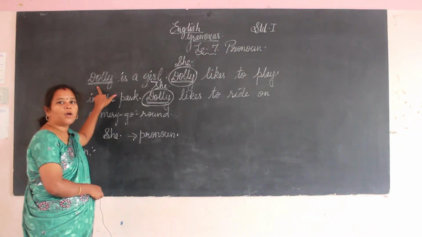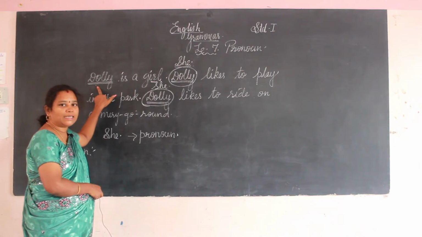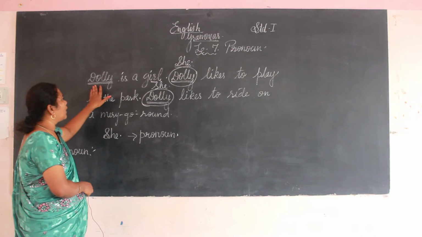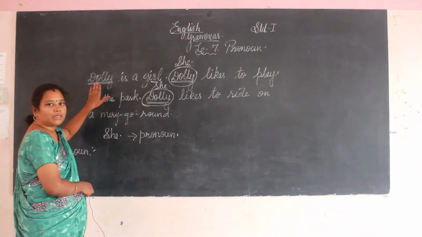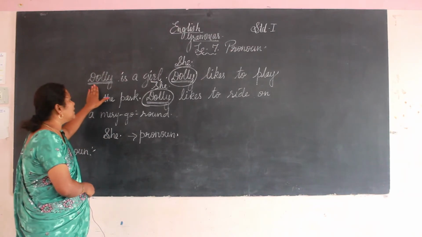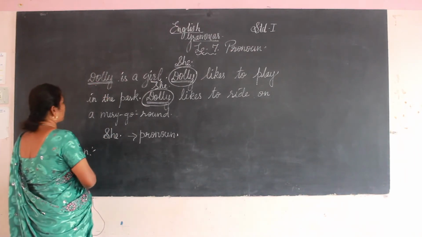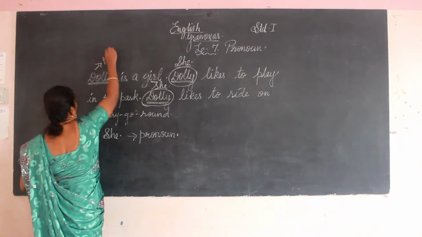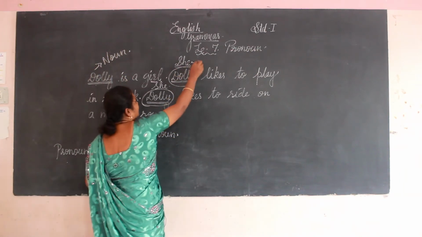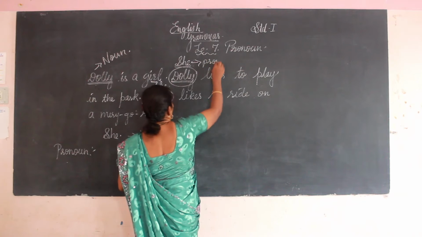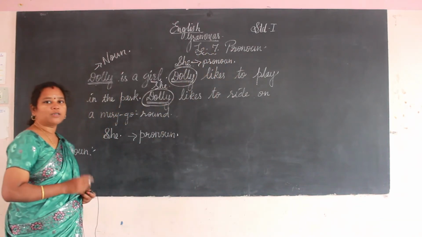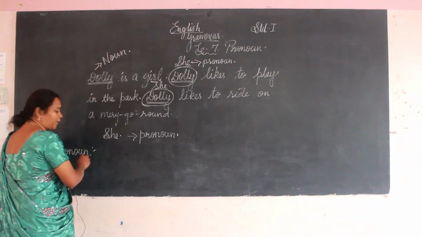How do we change it? By using she, he, they, it, there are many common words. So now we have seen that in the place of Dolly we have written she instead of a noun. Here the noun is Dolly. Instead of the noun, we have written a pronoun, she. So you are clear? What did we write for Dolly? She. So what is the definition for pronoun?